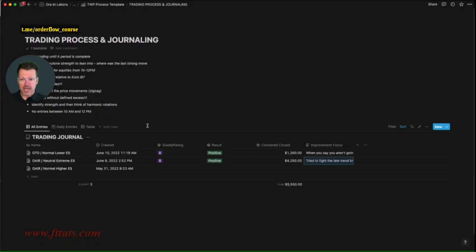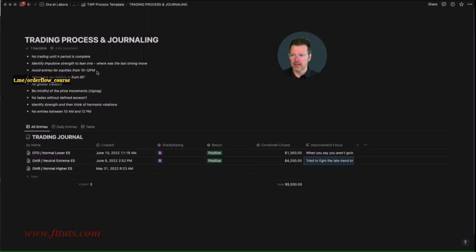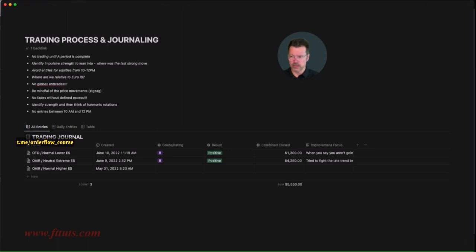Now, over time, the more information that you have here, you'll start to see patterns, because we're trying to leverage the fact that we are pattern recognizing mammals, right? You can also use this to add additional things to yourself, saying, hey, how do I want to be? No Globex entries, no Globex trades. I should just put no Globex entries. Anything that you want to remind yourself, this is just something to keep coming back to.